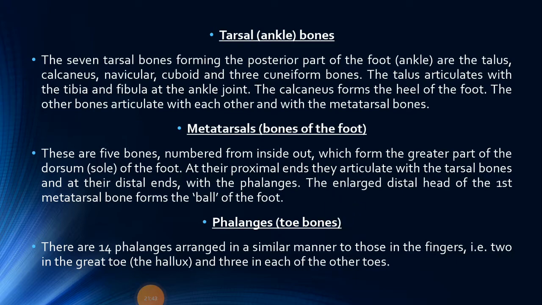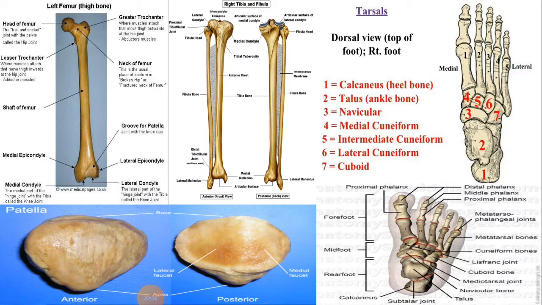Next we have the metatarsals. These are the 5 bones numbered from inside out, which form the greater part of the dorsum, sole of the foot. At their proximal ends, they articulate with the tarsal bones, and at their distal ends with the phalanges. The enlarged distal head of the first metatarsal bone forms the ball of the foot. So this part is what forms the ball of your first toe.